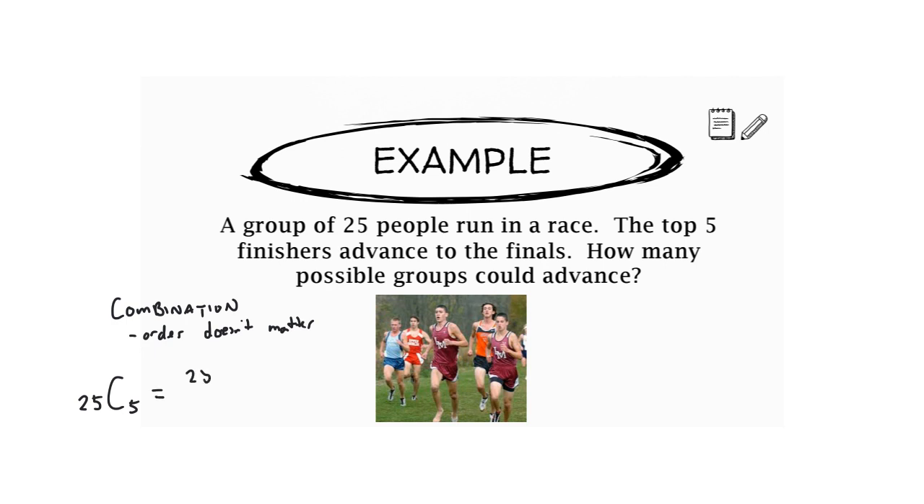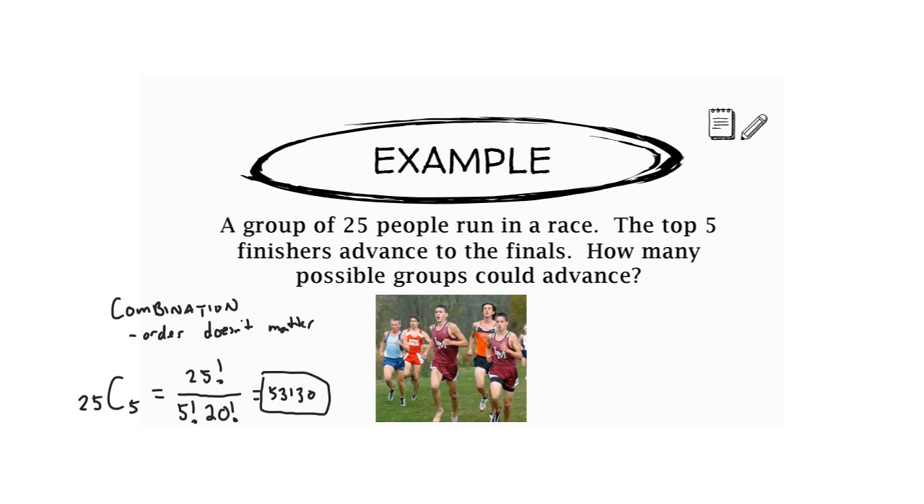And that would just be 25 factorial, that's n factorial, over 5 factorial, that's k factorial, and then 20 factorial for the difference. Just like that. You can simplify this to 53,130, either by doing the multiplication by hand and canceling things out, or perhaps by using a calculator.